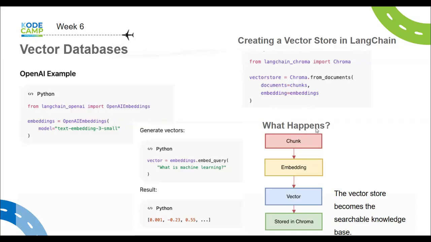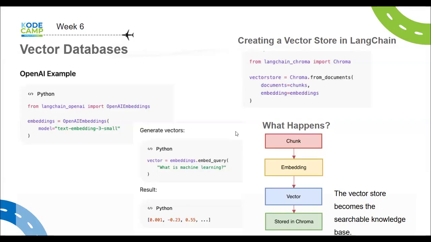So typically what happens in a vector store, if you look at this particular workflow, is that you have a chunk, that chunk goes through the embedding, and then you have a vector, and then that gets stored in whatever vector store that you created. So effectively, the vector store becomes a searchable knowledge base.